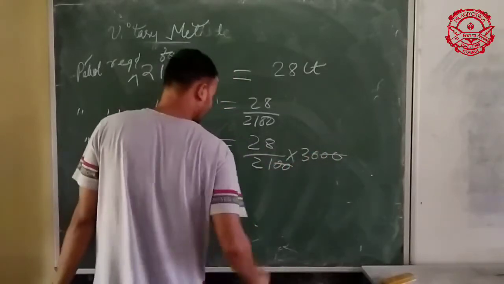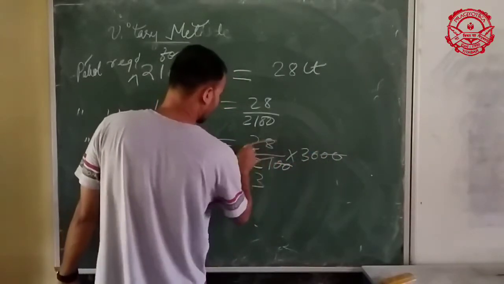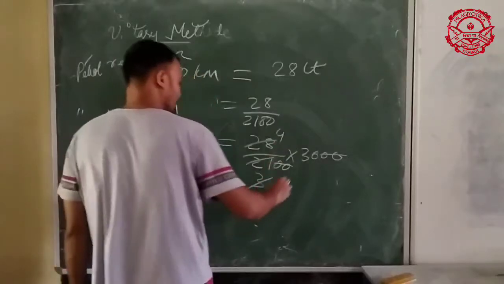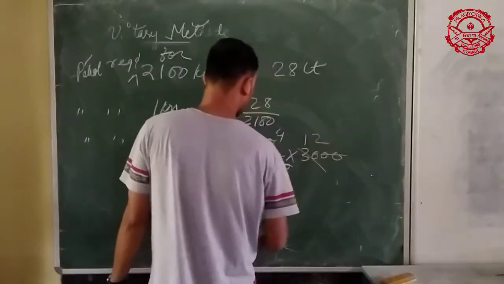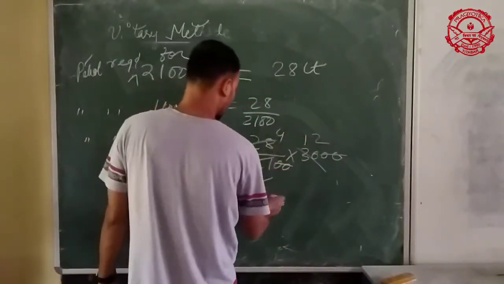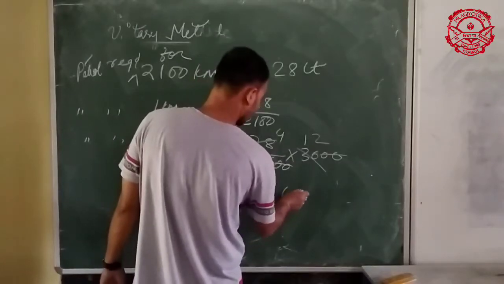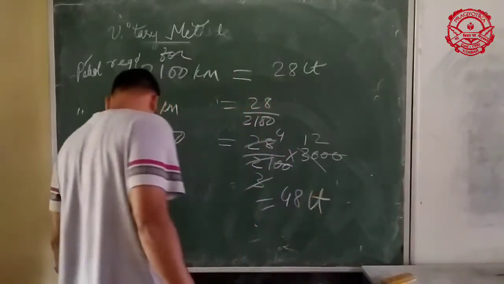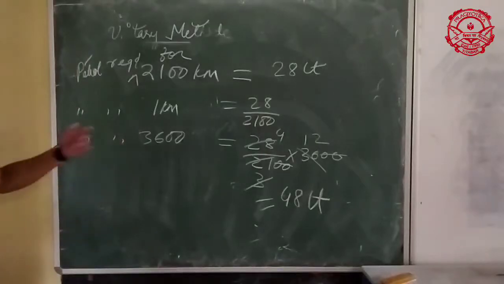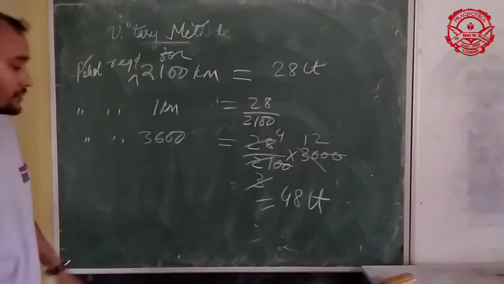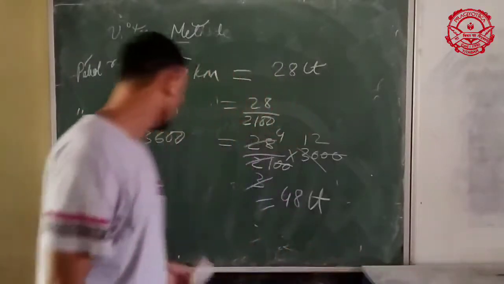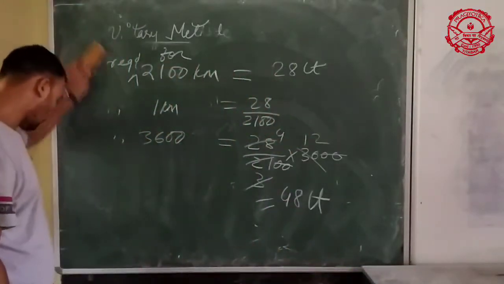0 gone, fine. 7 3 ja, 7 4 ja, 3 1 ja, 3 12 ja. 4 and 12, that is 48 liter. So answer is 48 liter. Yes, the answer is 48 liter. This is how we are solving such type of questions using unitary methods. Now come to next example.